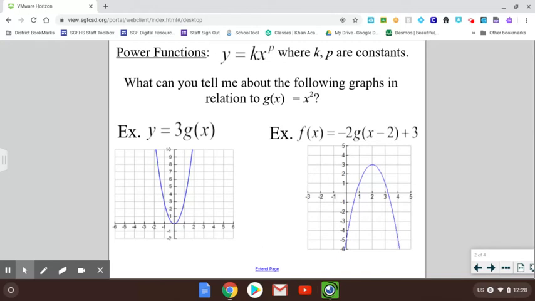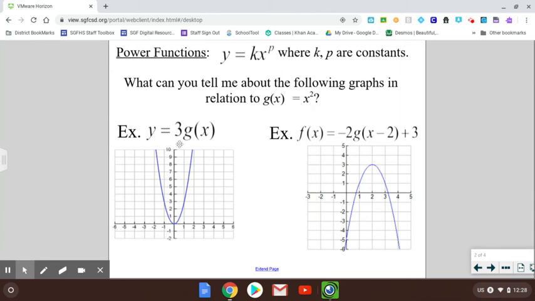All right, take a look at that. Give it a quick little read on your screen. Again, I can fire this out to you, filled in or not filled in, whatever you prefer. I think not filled in is what I will do, so you can just watch the video. All right, what can you tell me about the following graphs in relation to g of x equals x squared?